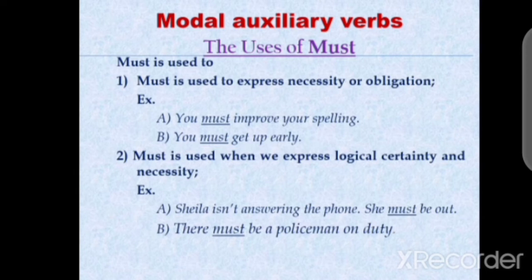Must is also used for logical certainty and necessity. The first example is Shayla is not answering the phone. She must be out. So this example is telling logical certainty: if Shayla is not answering the phone, it means she must not be at home. She must be out. Another example expressing logical necessity. So now here you can see, there must be a policeman on duty.